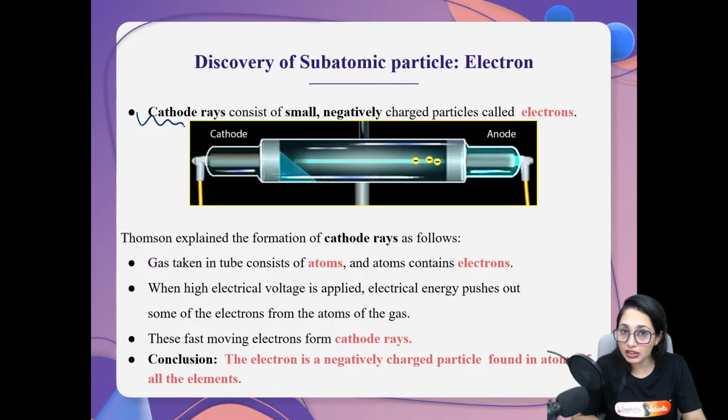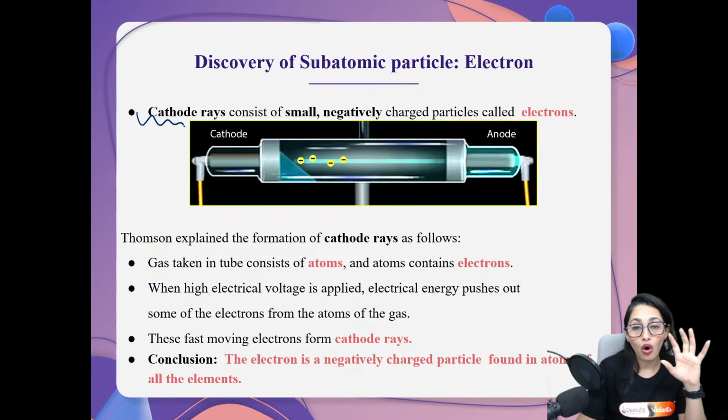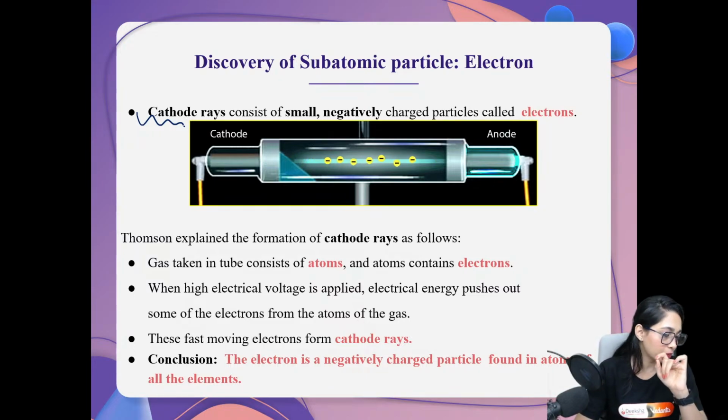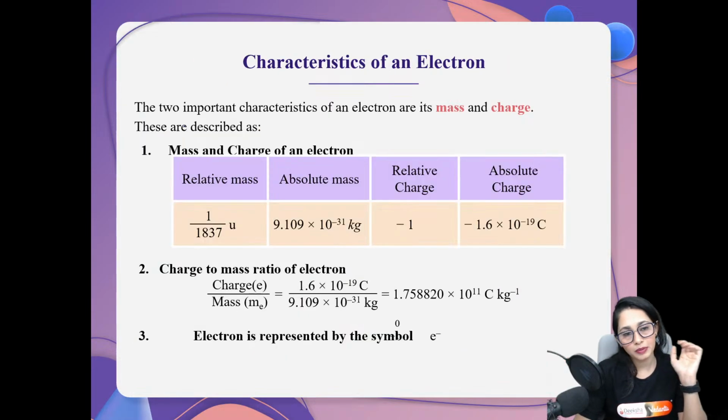So what can we conclude about it? The electron is a negatively charged particle found in atoms of all the elements. So electron is a negatively charged particle found in all atoms, in atoms of all the elements. So electrons are present in all the atoms.